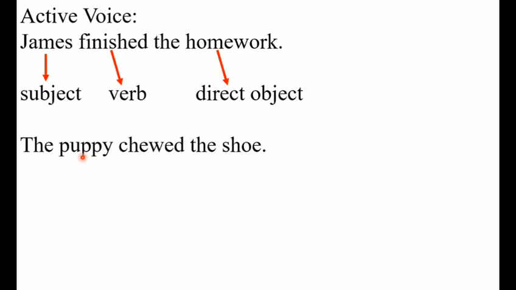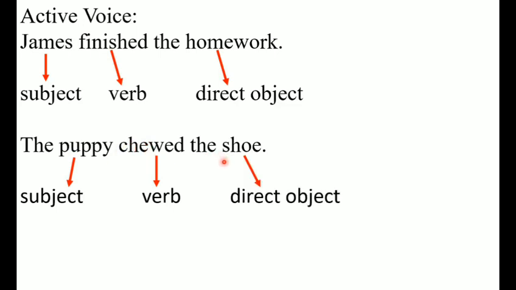Next, the puppy chewed the shoe. Now in this example, our subject is puppy. And our action verb is chewed. The puppy chewed what? The answer is shoe, so shoe is our direct object. These two sentences can be transformed into passive voice kasi both sentences have direct object.